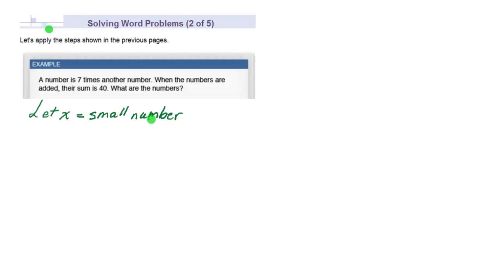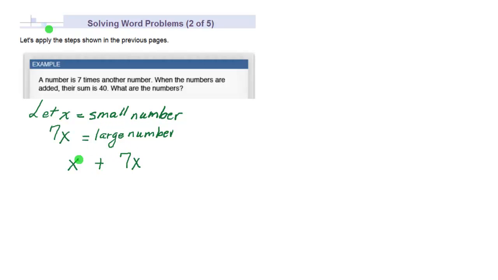Okay, so if x is the small number, the large number is 7 times x. So 7x, 7 times x. Remember that anytime you put a number like 7 in front of a variable, that means multiply. So 7x is going to be your large number. Okay, so those are our two numbers for now. And what are you going to do with these two numbers? Well, it says that the numbers are going to be added. So we're going to take these two numbers and add them together. So we're going to do x, that's the small number, plus 7x, and that's our large number.